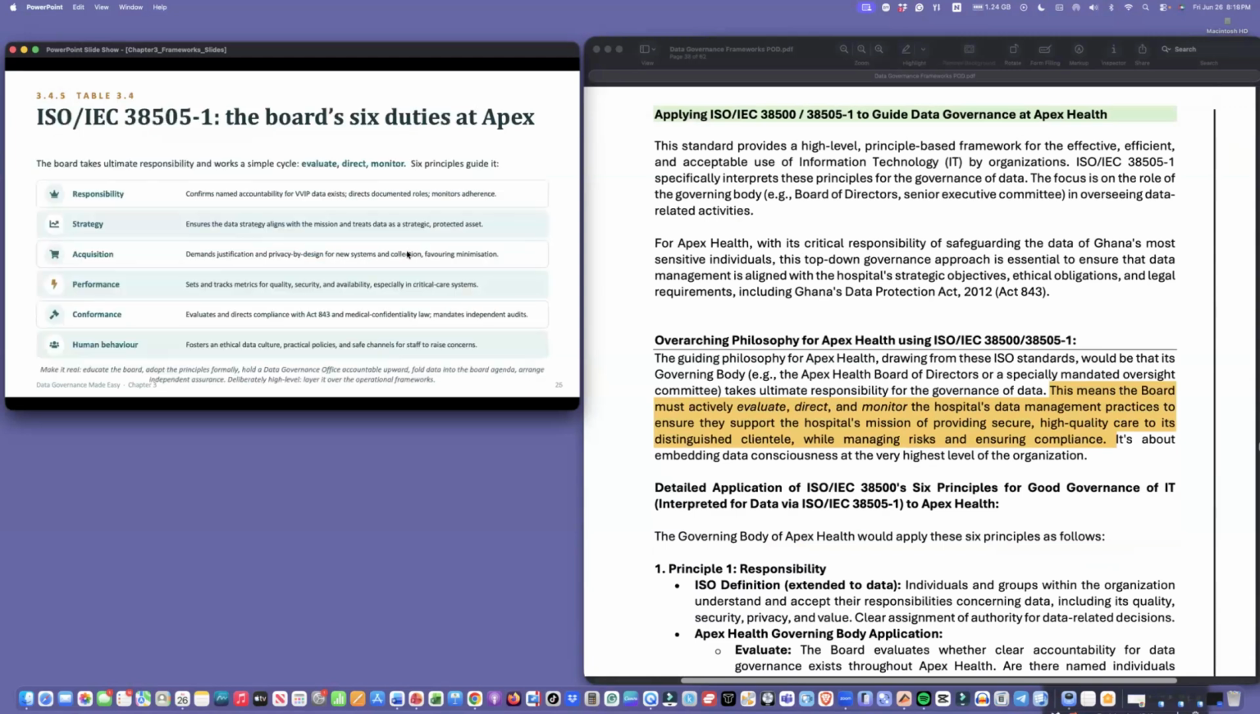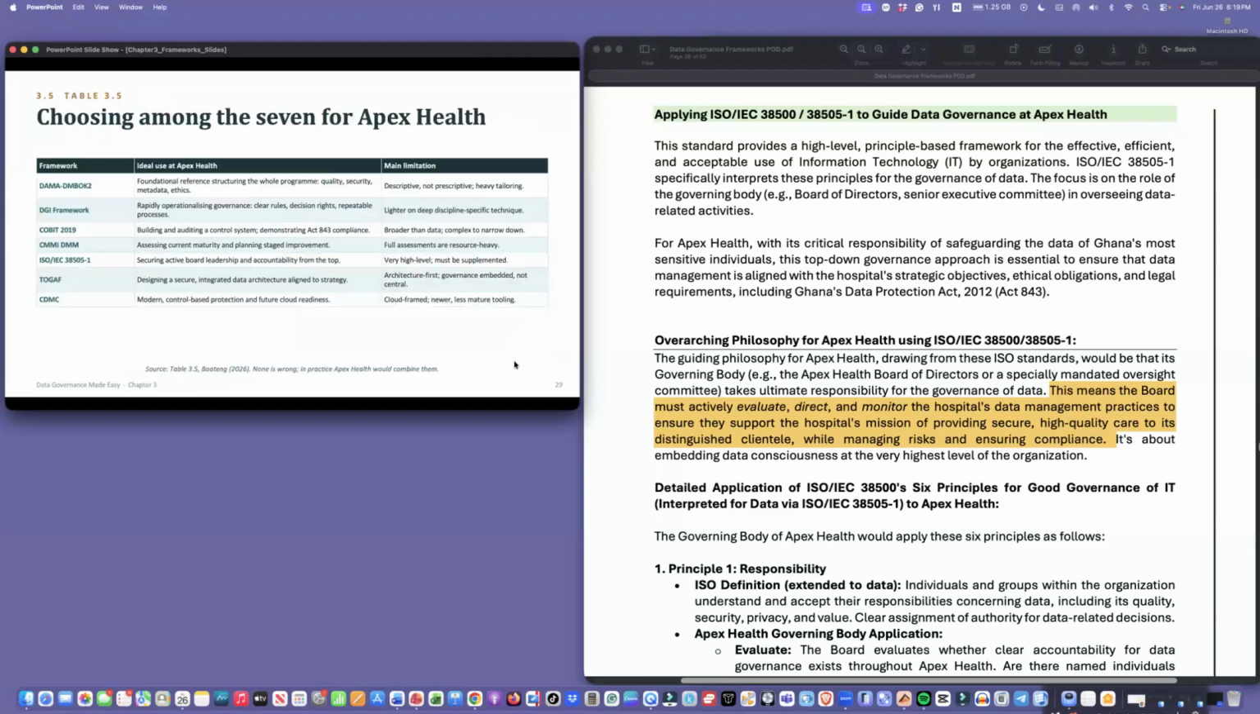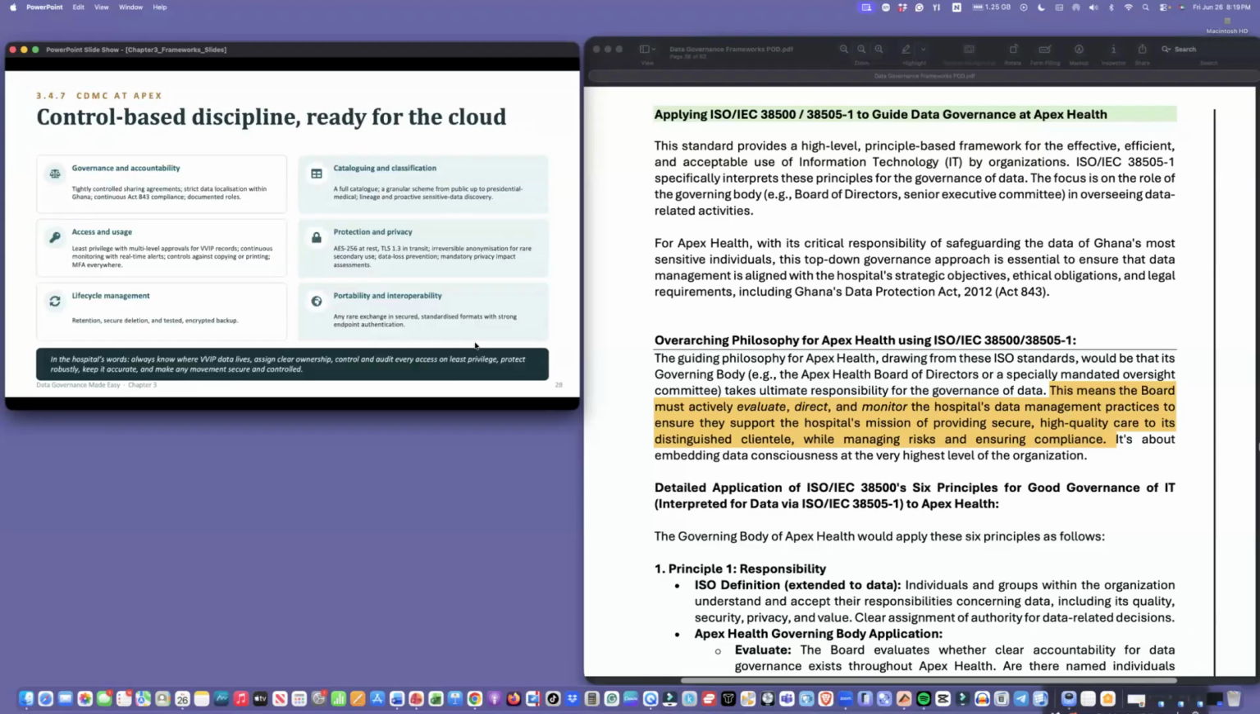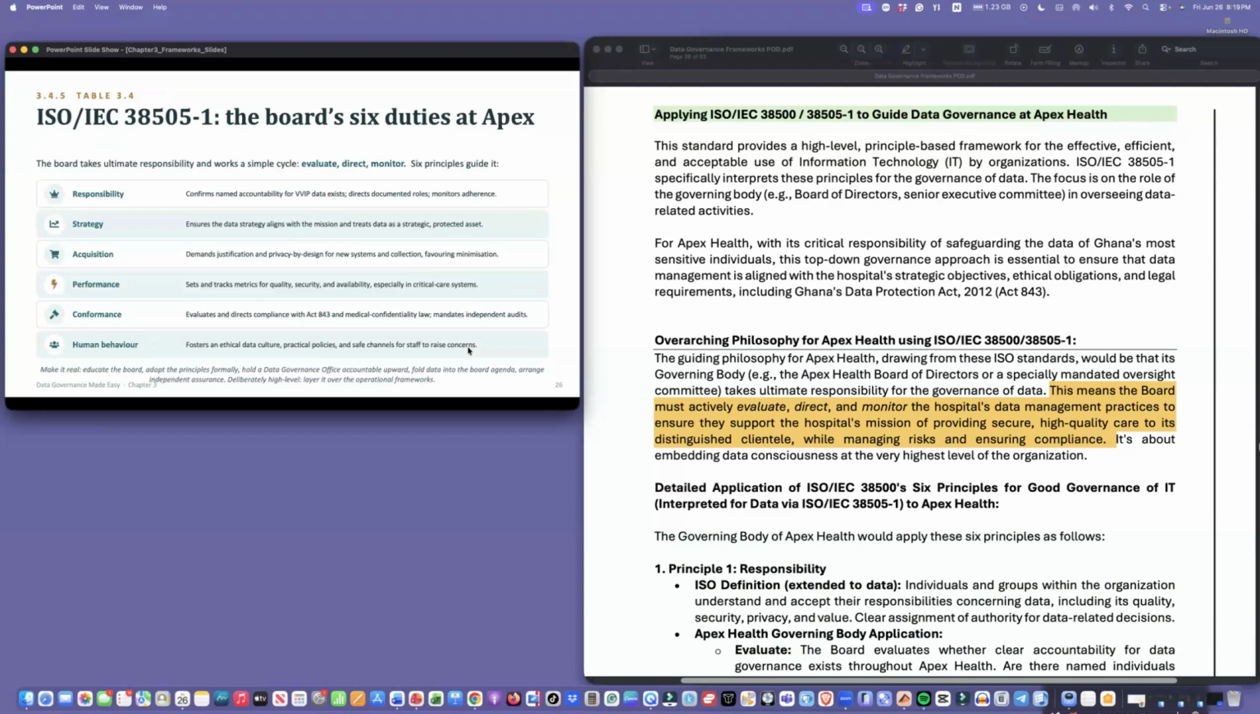The ISO means that you're actually trying to use data evaluation or an assessment done by the executive. That means that the board must actively evaluate, direct, and monitor the hospital data management practices to ensure that they support the hospital mission in securing high quality data to its clientele while managing risk and compliance. So the first one is responsibility.